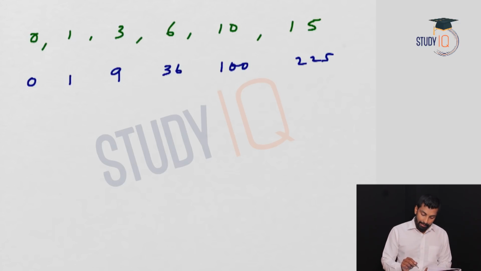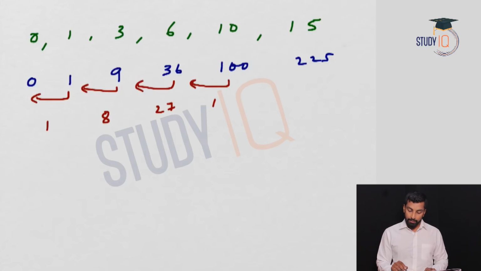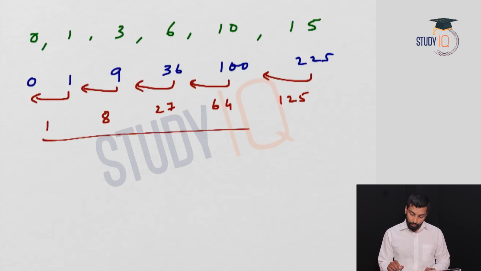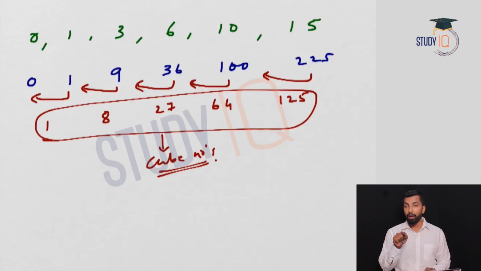Now let's take the difference. Here 1 minus 0 is 1, 9 minus 1 is 8, 36 minus 9 is 27, 100 minus 36 is 64, 225 minus 100 is 125. Now if you look at this, what is the speciality? These are nothing but cube numbers. So the difference of the squares of consecutive triangular numbers will give you cube numbers.